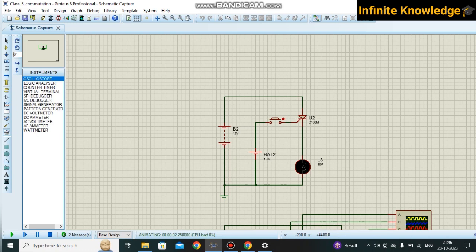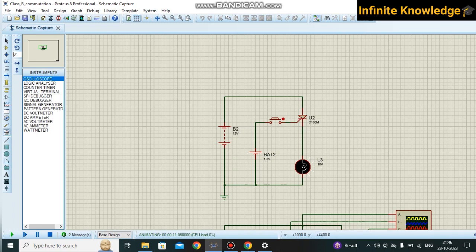Why is the load not getting power? Because the SCR is not on. Whenever the gate supply is given to this SCR, the SCR gets on, and the load gets supplied directly from this battery. This way, the current will flow.